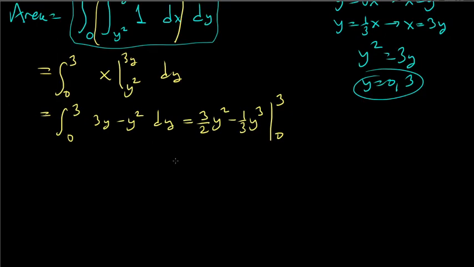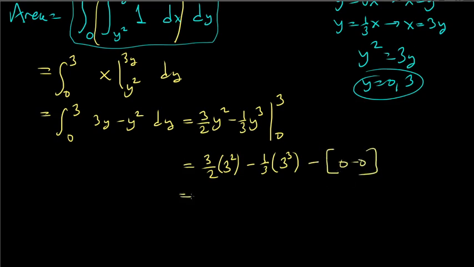So I hope I did that right. I know I had a little trouble last time, so I hope I can make up for that here. So 3/2 times 3 squared, minus 1/3 times 3 cubed. And we know when we plug in 0, we just get 0. So this is going to be 27/2 minus 27/3, which is 9. So 27/2 minus 18/2 is 9/2, or 4.5.